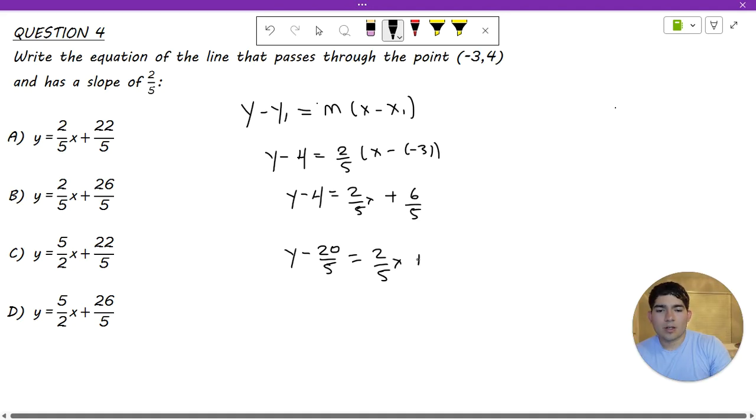2/5 x plus 6 over 5. So then our next step and last step is going to be just isolate the y. That's going to give us y is equal to 2/5 x plus 26 over 5. And then if we take a look at our multiple choice, this answer is going to be B.